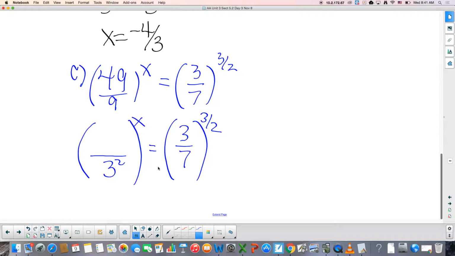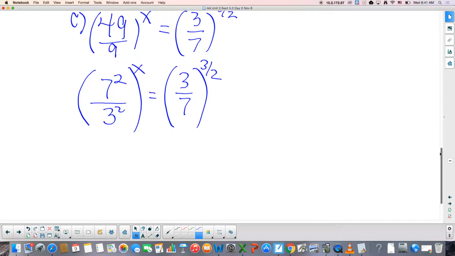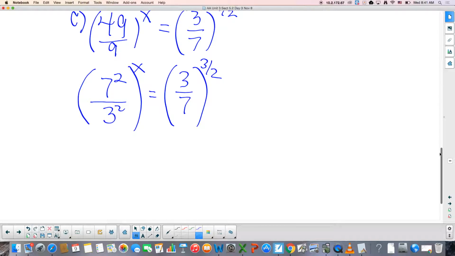So this was 7 squared. Now, I didn't go over this property, but guess what? Those exponents distribute. Or I can pull it out. I think how I want to do this. This is 7/3 squared. That's what this is. And then I have it raised to the x power.